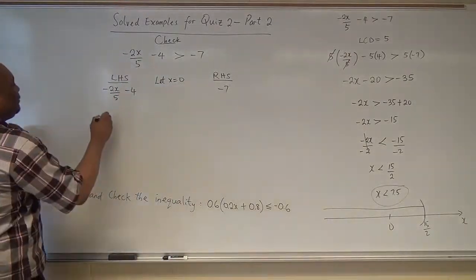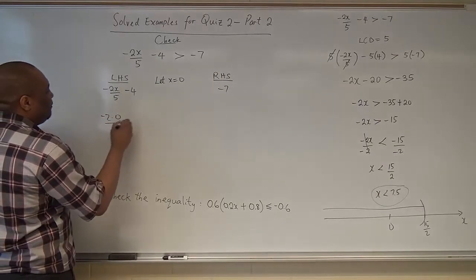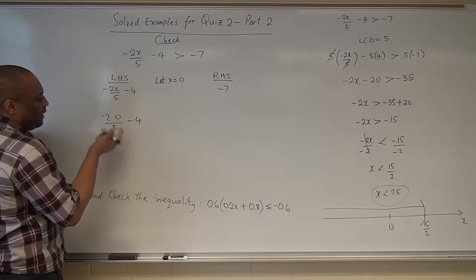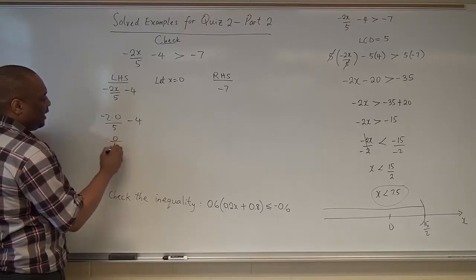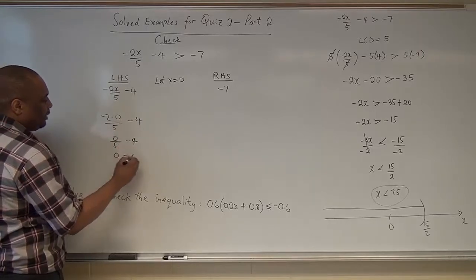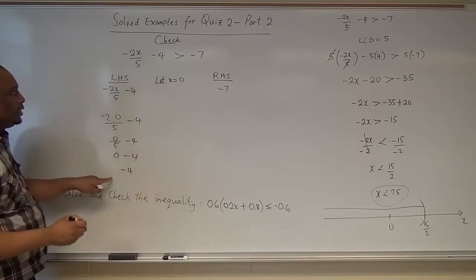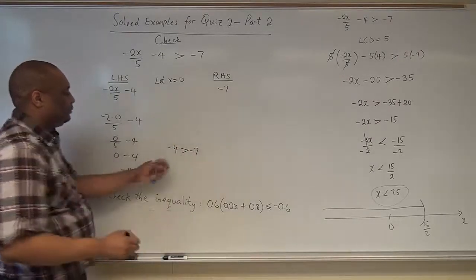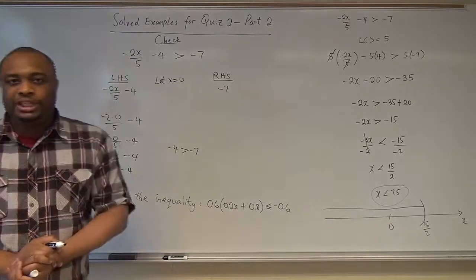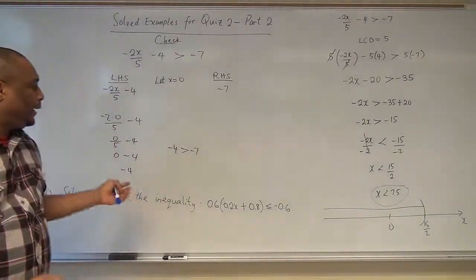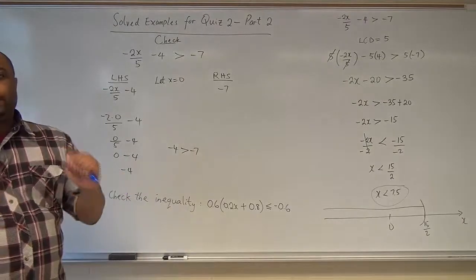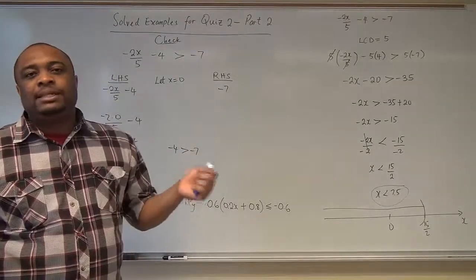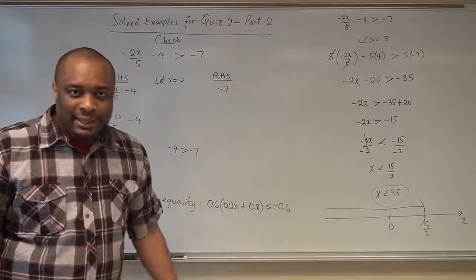So this is negative 2 times 0 over 5 minus 4. So this is 0. 0 divided by 5 is 0. 0 minus 4 is minus 4. So you will see that minus 4 is greater than minus 7. And that is how you check it. Somebody who is owing $4 is better than somebody who is owing $7.